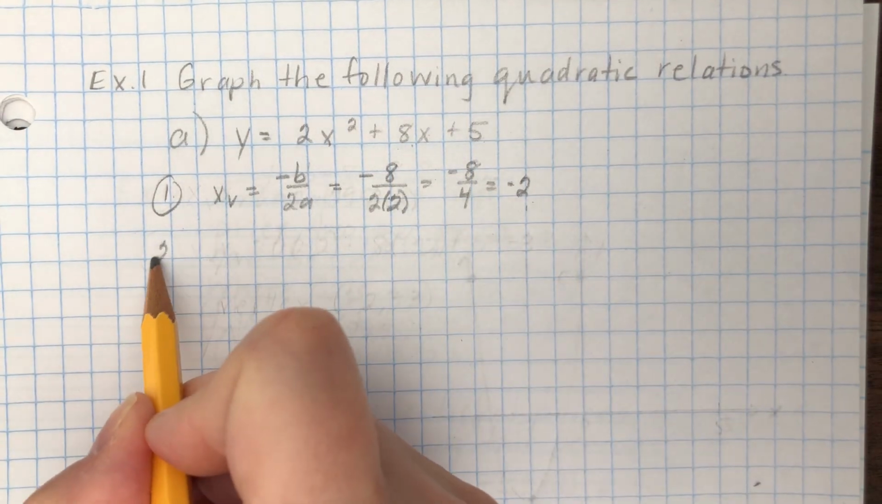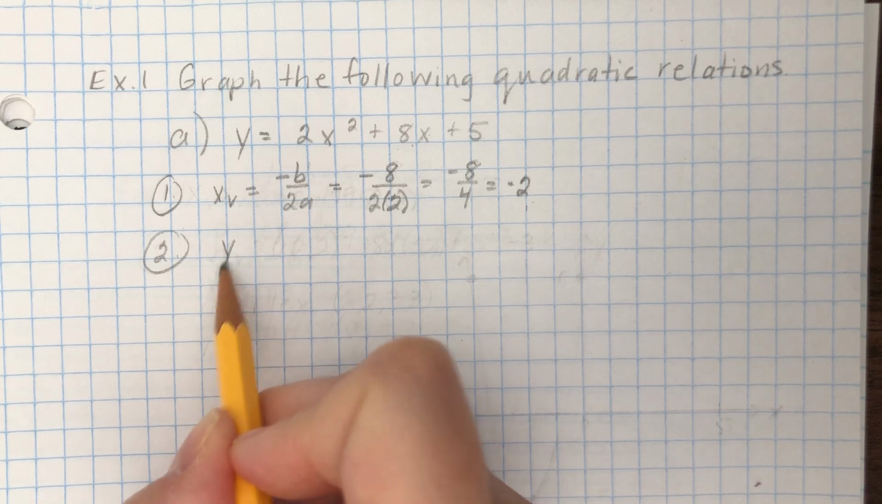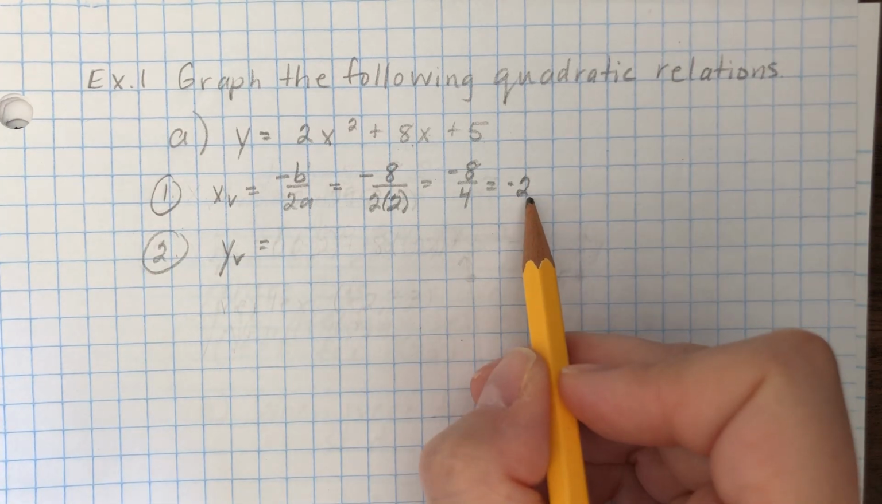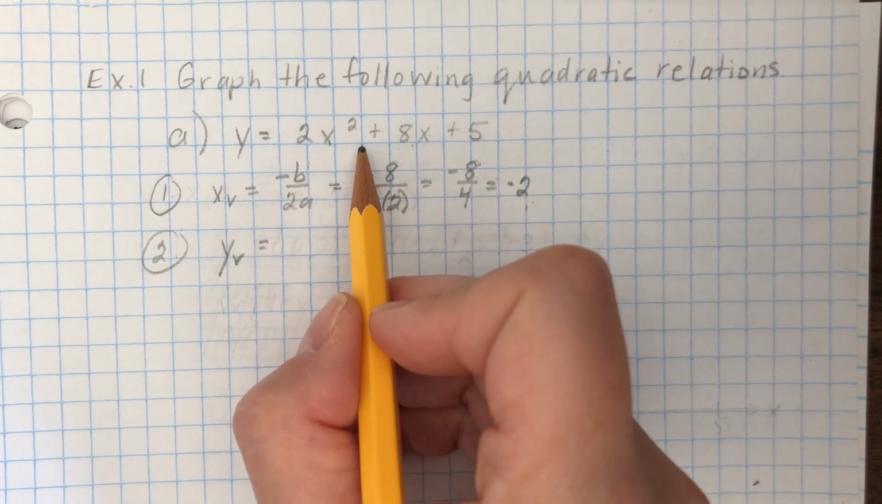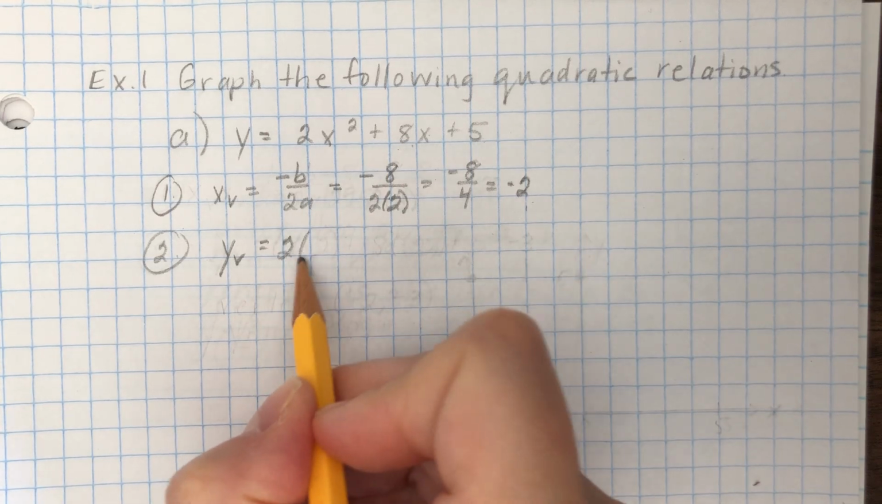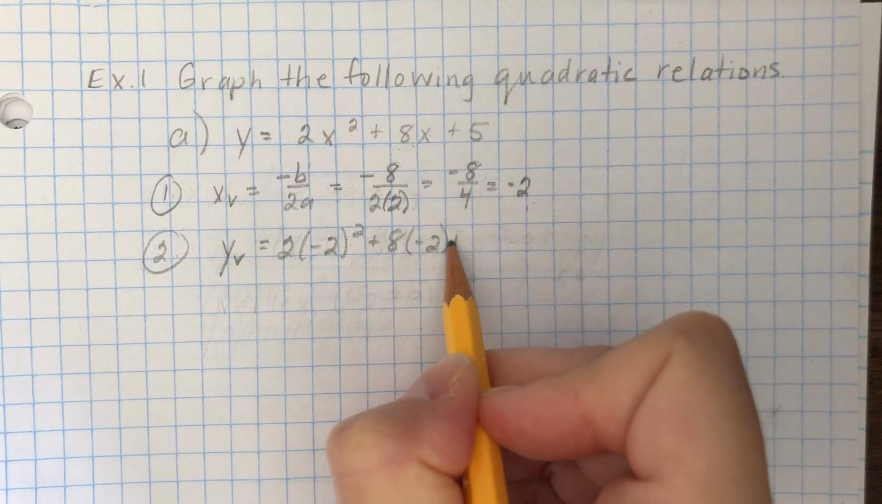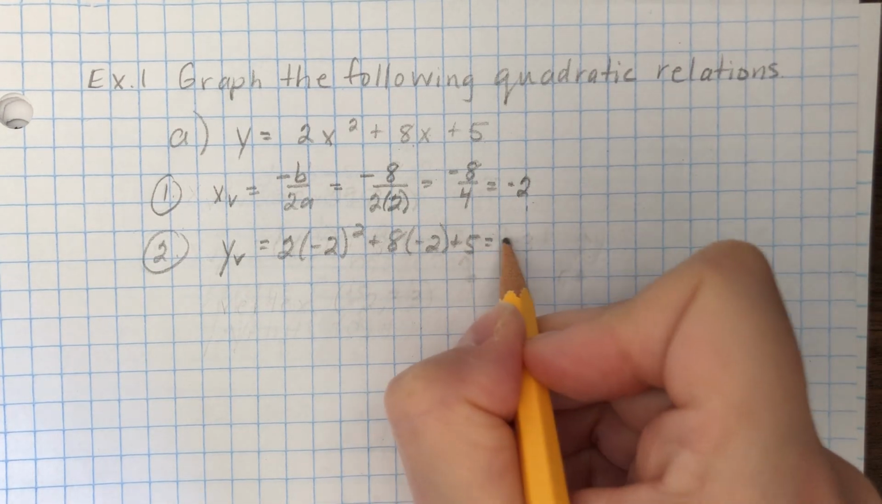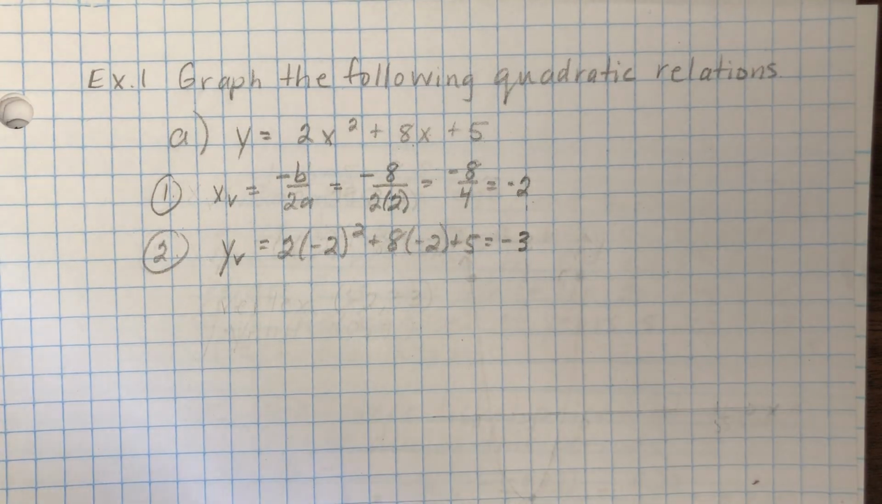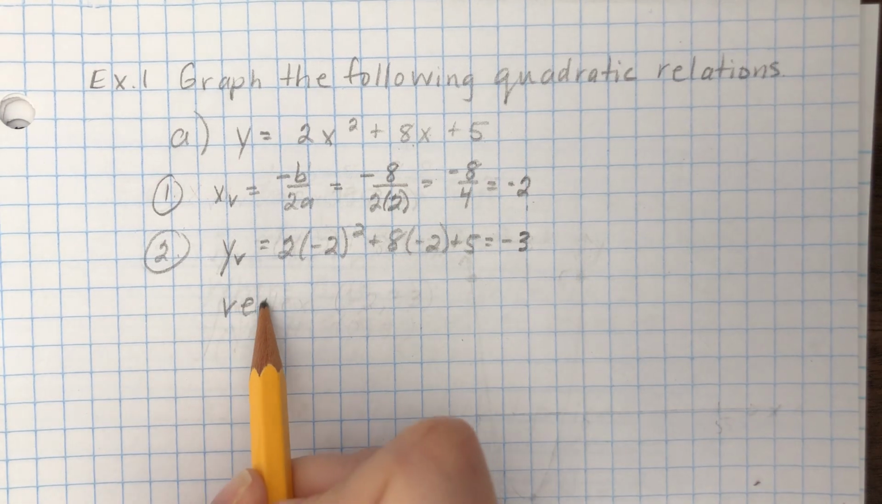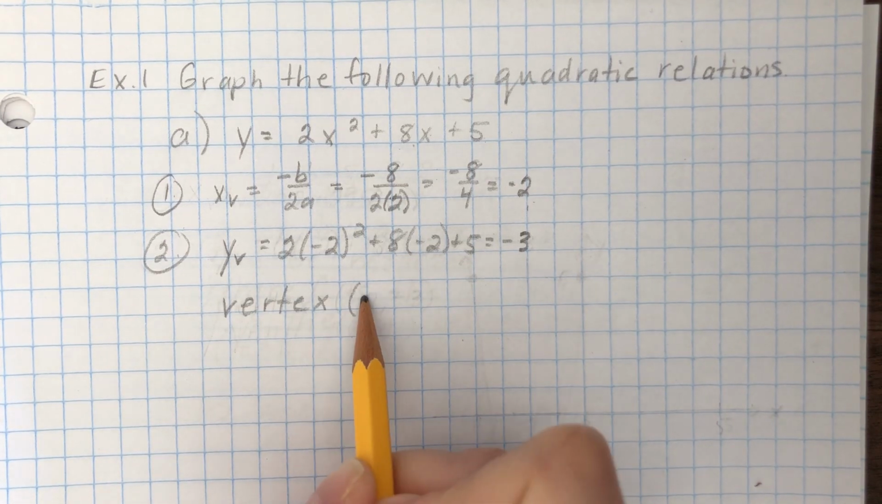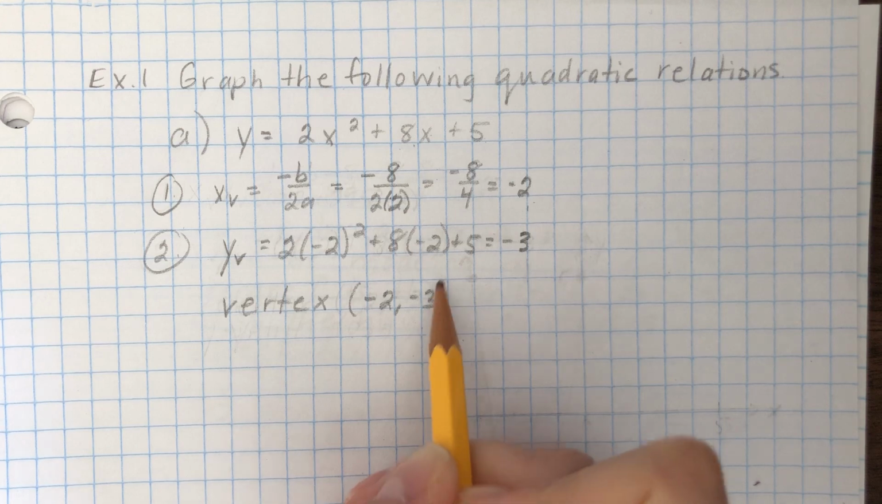The second step is to determine the y-coordinate of the vertex, and we do that by subbing this x-coordinate back into the original equation. So 2 times negative 2 squared plus 8 times negative 2 plus 5, which gives us negative 3 for the y-coordinate of the vertex. So from here we know that the vertex has the coordinates negative 2, negative 3.